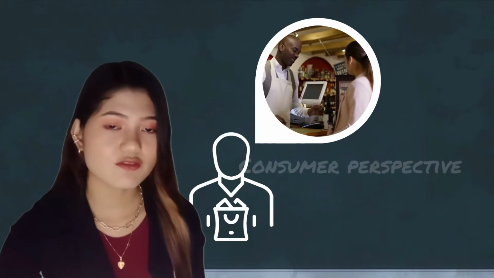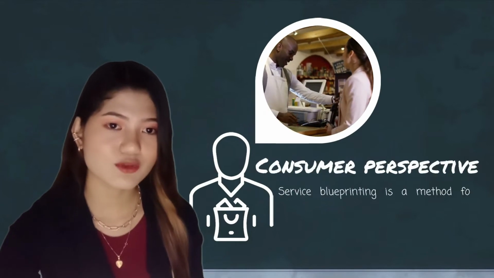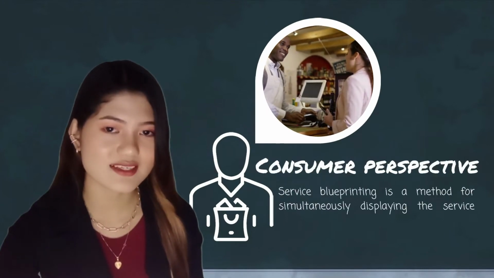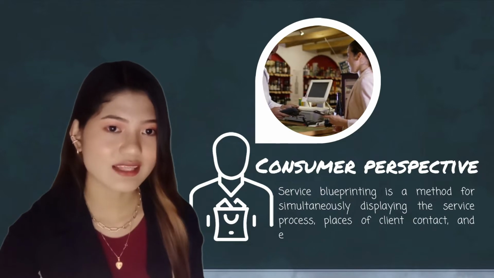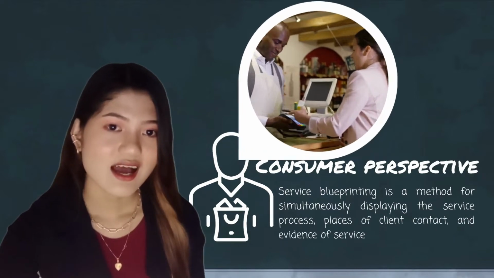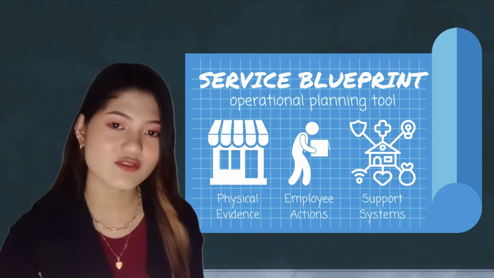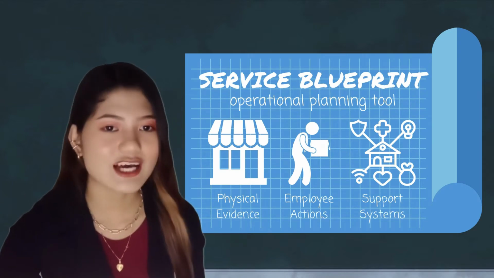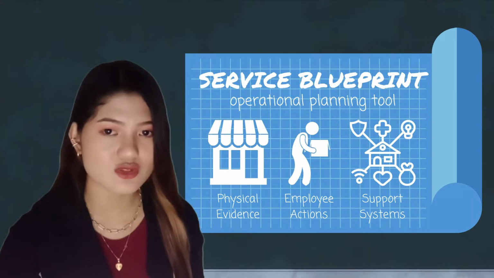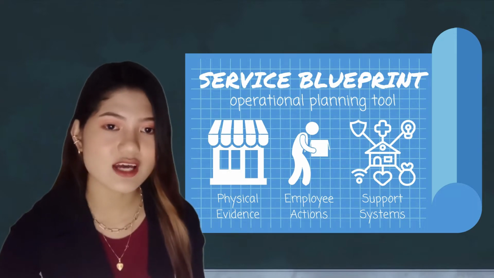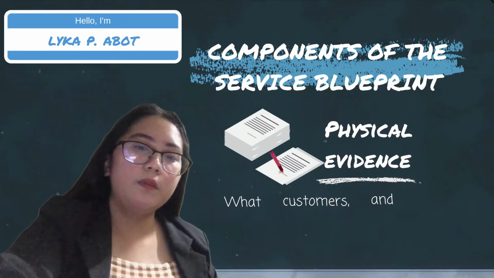From the perspective of the consumer, it is a method for simultaneously displaying the service process, places of client contact, and evidence of service. A service blueprint is an operational planning tool that specifies the physical evidence, employee action, and support system infrastructure required to deliver a service across its many channels.